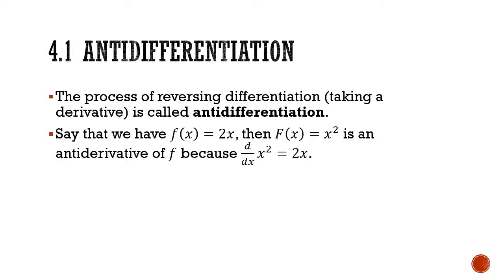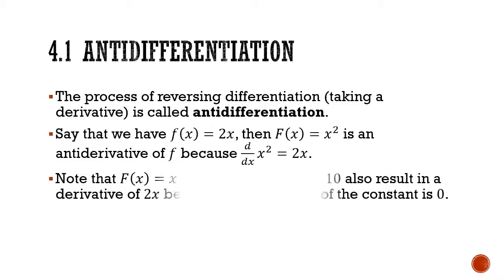For example, let's say that f of x is 2x, and capital F of x is x squared would be an antiderivative because when you take the derivative of x squared, you get 2x. So with antidifferentiation, what we're doing is we're saying, this is what I got when I took the derivative. What did I start with?